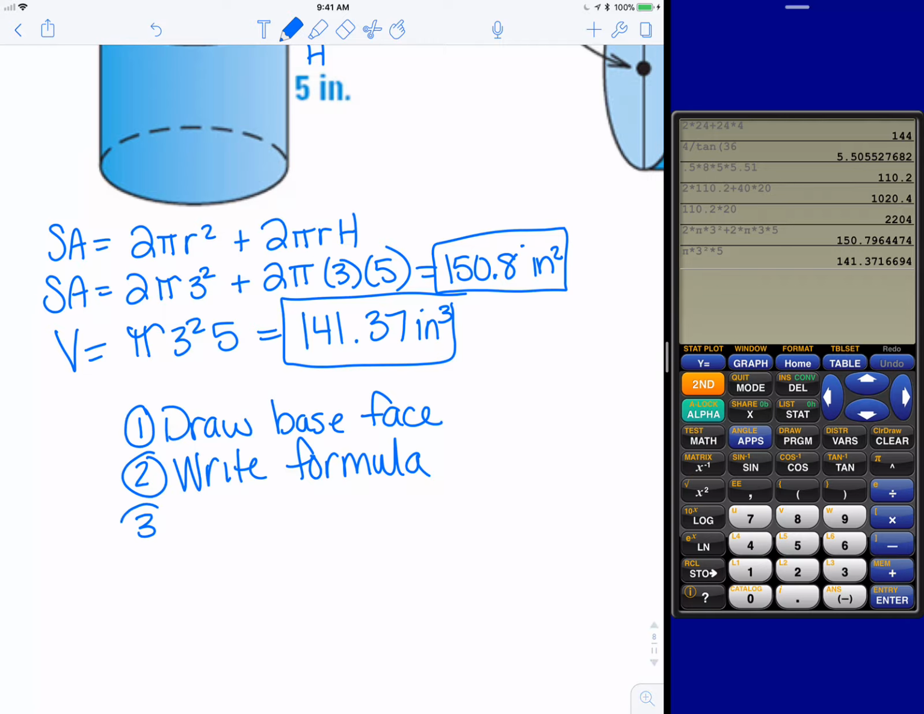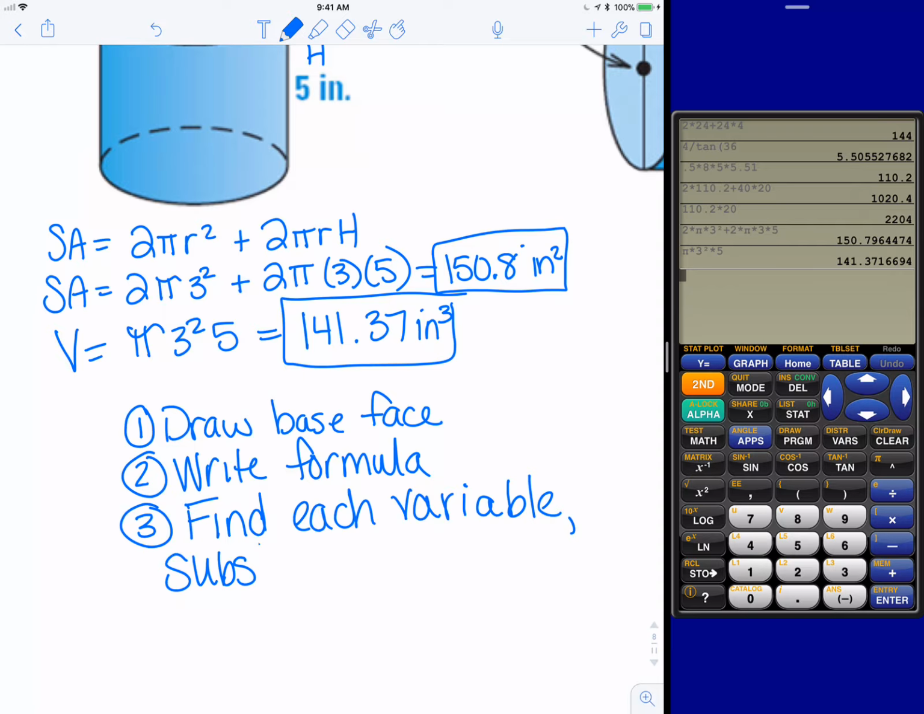Okay, then find each variable, the value for each variable, substitute into the formula, and solve. Okay, if you follow those steps, you will be much more successful on this than just trying to say, I don't know how to do it.